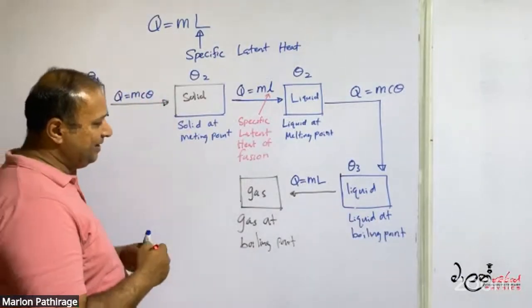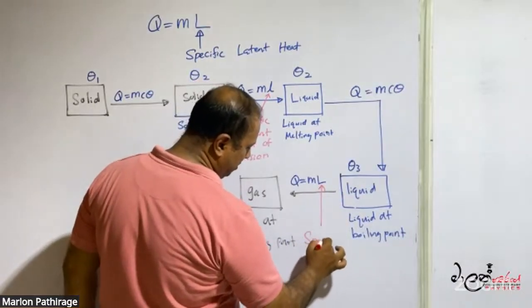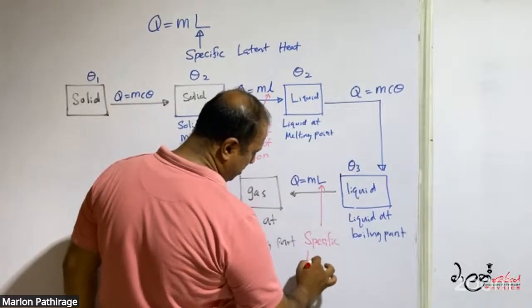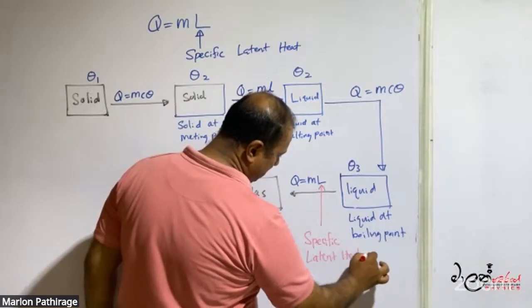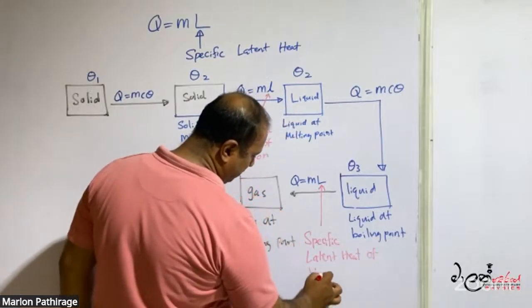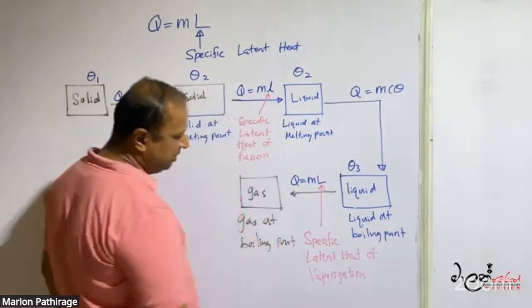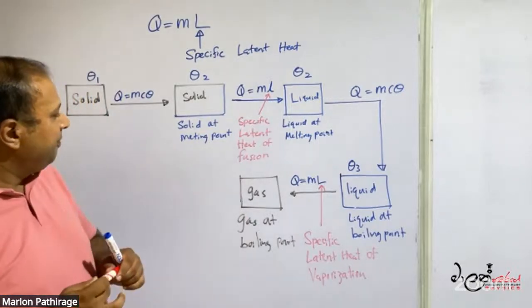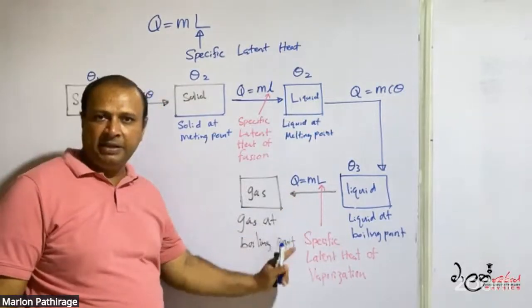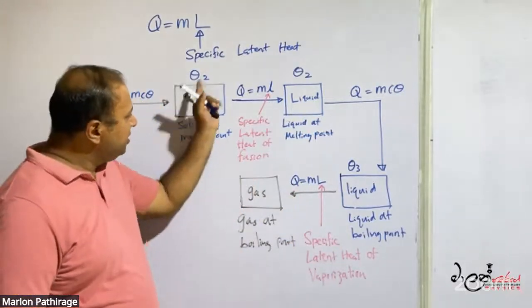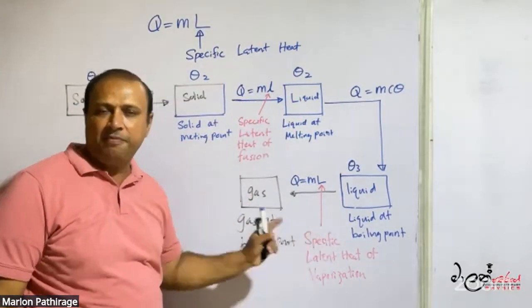Okay. So this latent heat is called the specific latent heat of vaporization, also a capital L. So we have the specific latent heat of fusion and the specific latent heat of vaporization. Therefore, this process is called fusion, and this process is called vaporization.